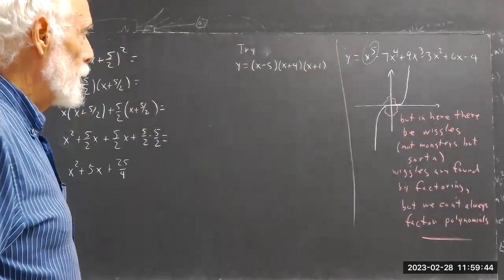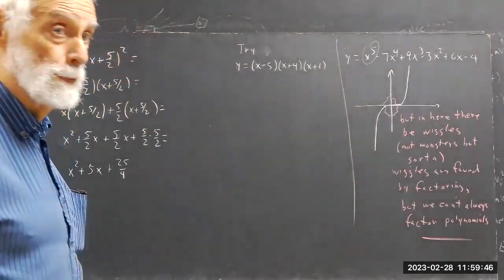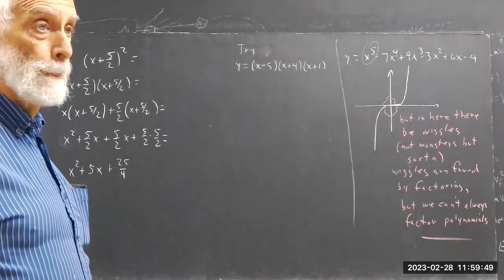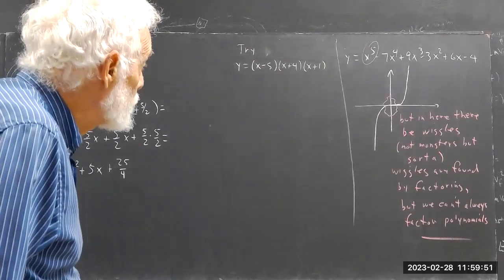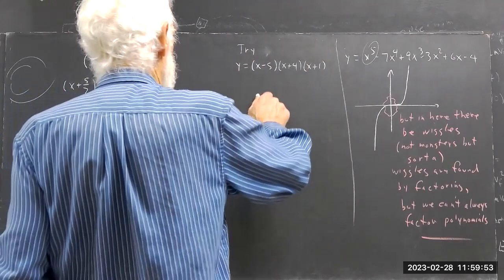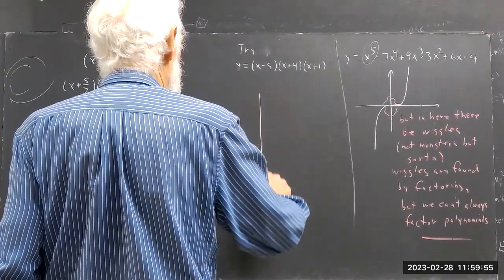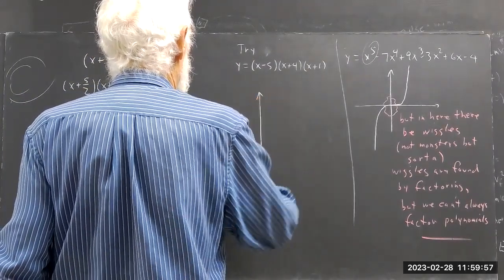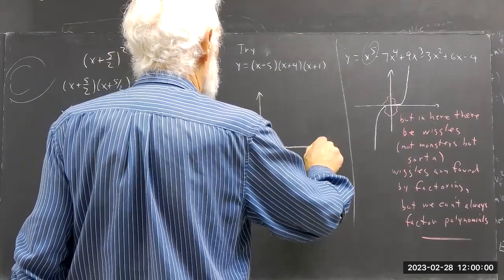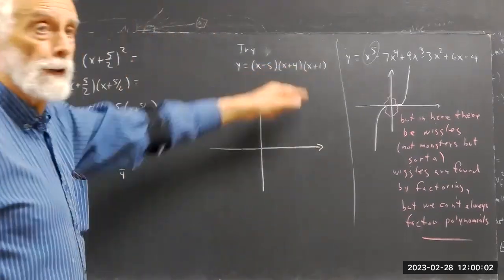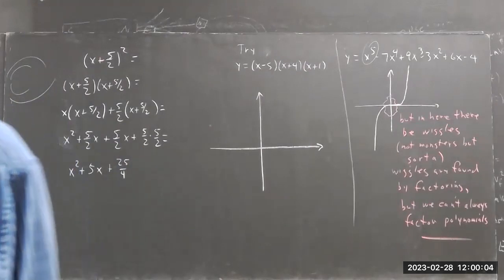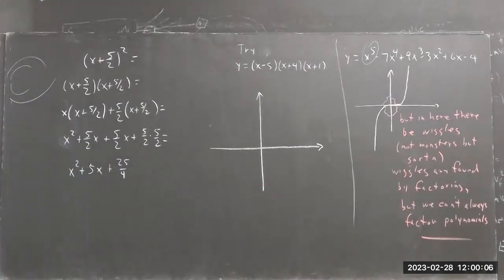y equals x plus 5 times x plus 4 times x plus 1. Well, I can start a graph. I've got a lot of information about the graph right there in that formula. Okay, can you find the x-intercepts? And can you find the y-intercepts? So I'm going to ask you to do that. Find the x-intercepts.